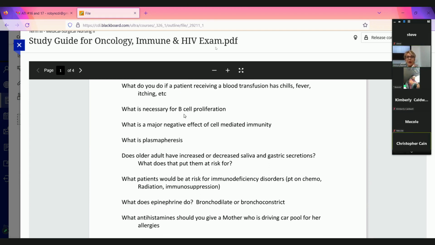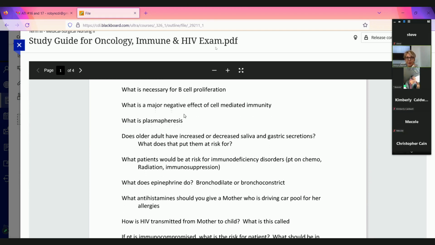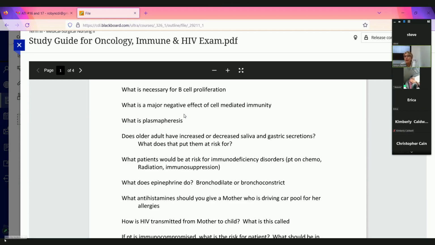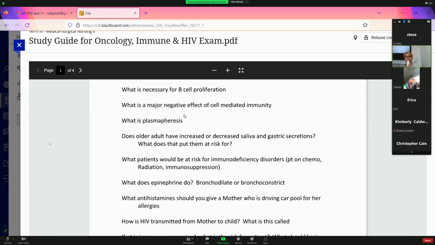What's necessary for B cell proliferation? Antigen stimulation. And what is an antigen? It's usually a protein that causes a reaction, right?